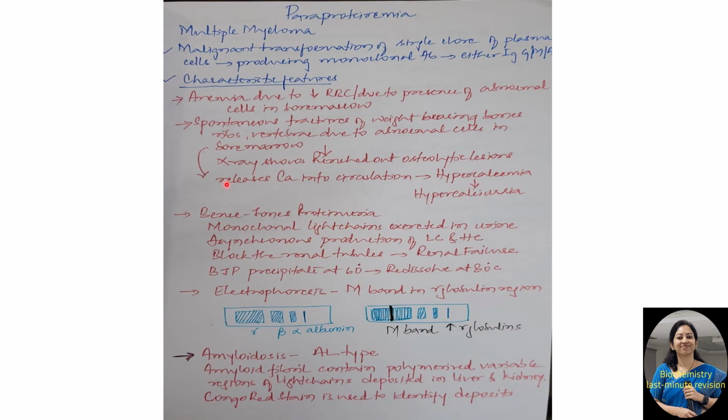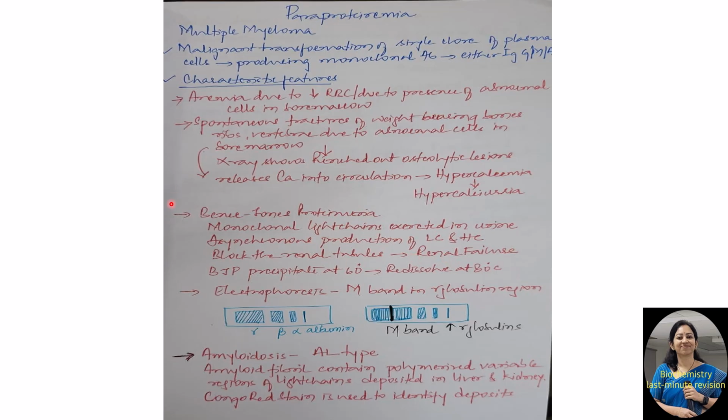Another characteristic feature of multiple myeloma is Bence-Jones proteinuria. Now these Bence-Jones proteins are monoclonal light chains which are excreted in urine. In multiple myeloma there occurs asynchronous production of immunoglobulin light chains and heavy chains, and these Bence-Jones proteins are usually light chains which are excreted in urine, and during their excretion they can block the renal tubule and predispose the person to the development of renal failure.